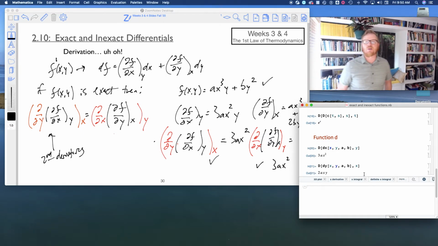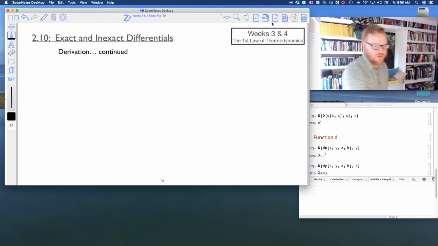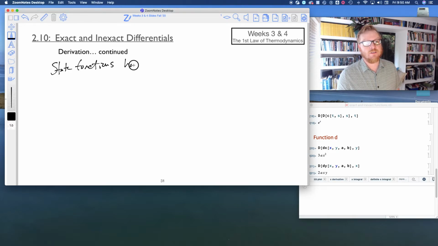Aha! Those two results were not the same. So function d is not exact. So what does that mean? What are the consequences of that? Okay. Well, as it turns out, state functions have exact differential expressions.